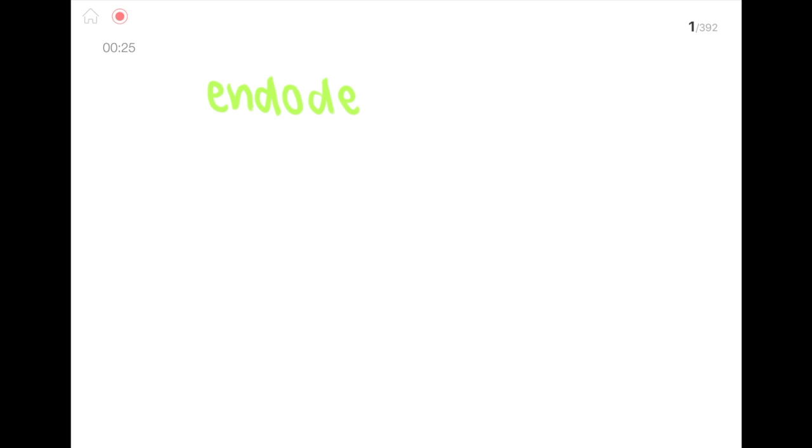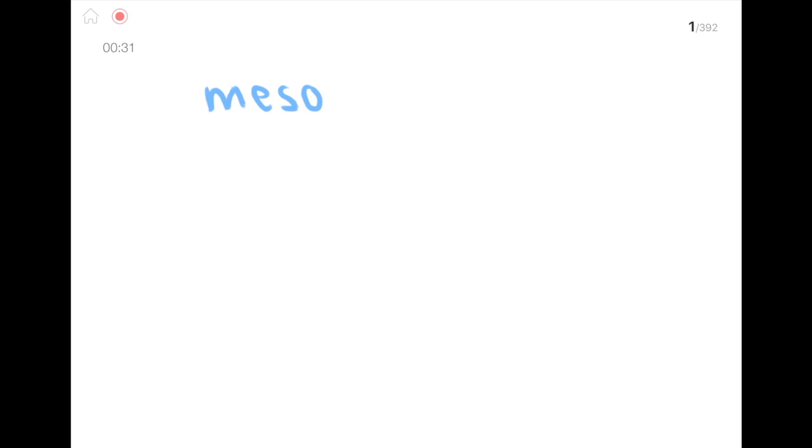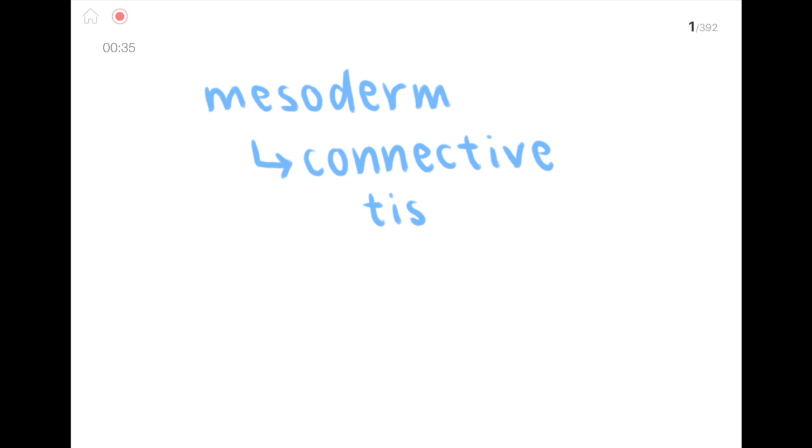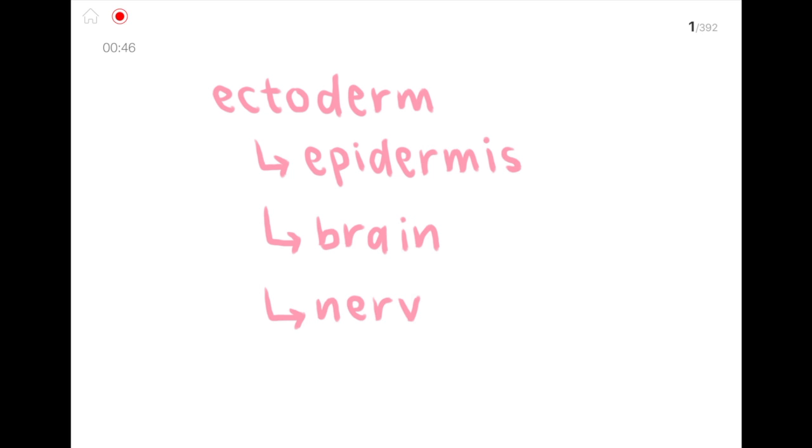The endoderm is deep inside the embryo and is a precursor of the lining of the gut and respiratory system. The mesoderm is located between the endoderm and ectoderm and is the precursor of connective tissue, muscle, blood, etc. Meanwhile, the cells remaining outside will become the ectoderm and will expand to enclose the entire embryo. The ectoderm is also the precursor of epidermis, brain, and nerves.